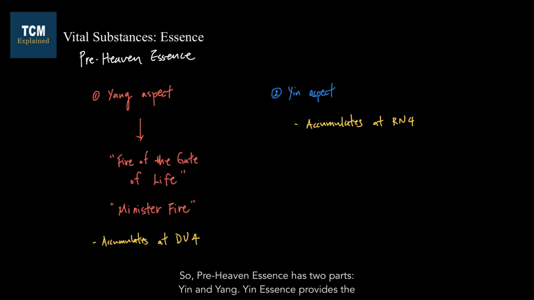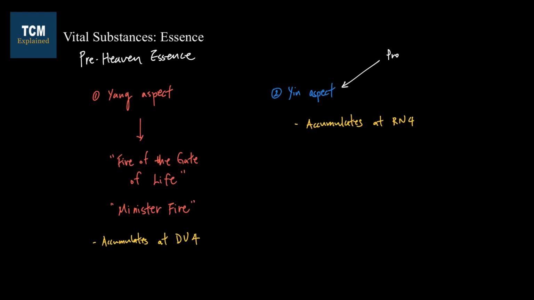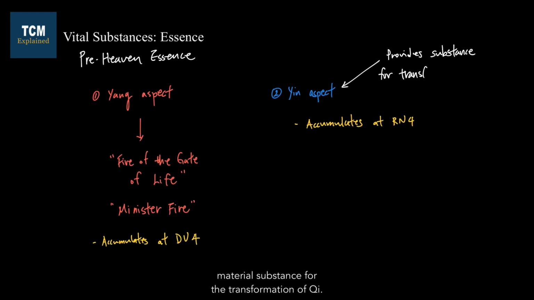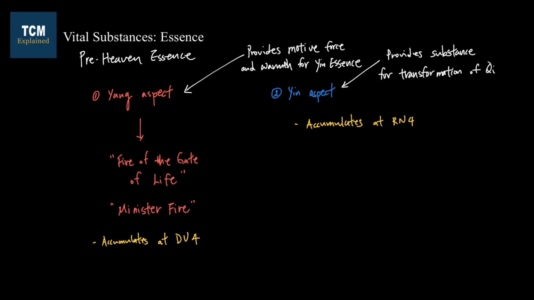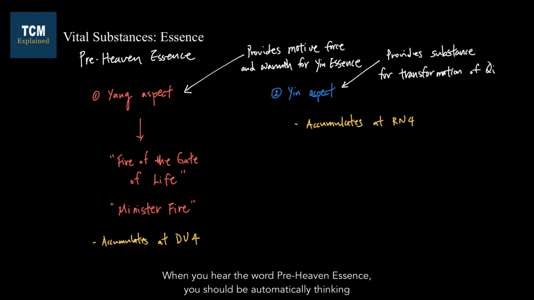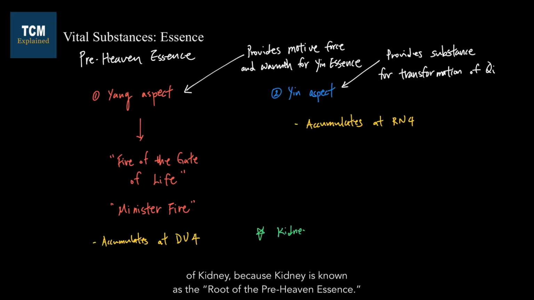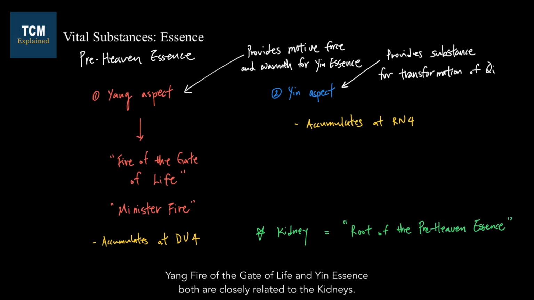So pre-heaven essence has 2 parts, yin and yang. Yin essence provides the material substance for the transformation of Qi. Yang fire of the gate of life provides the motive force and warmth for yin essence. When you hear the word pre-heaven essence, you should automatically think of kidney, because kidney is known as the root of the pre-heaven essence. Yang fire of the gate of life and yin essence are both closely related to the kidneys.